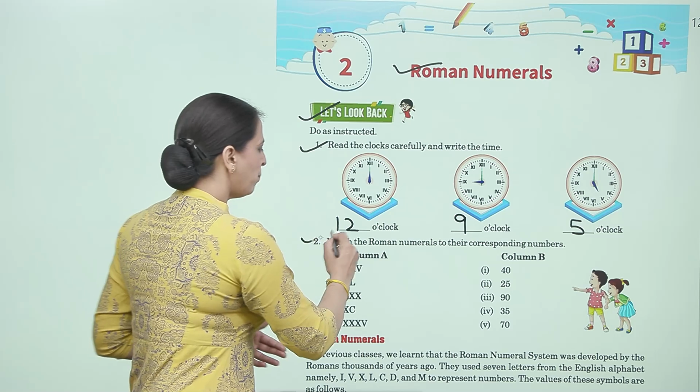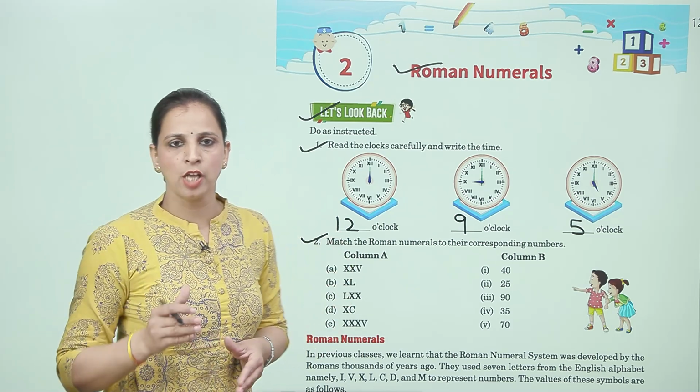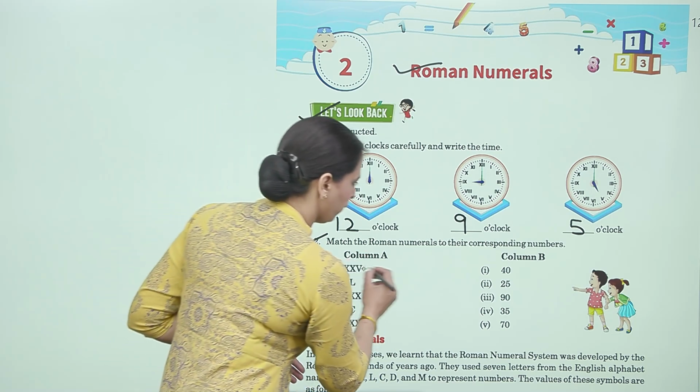Now, second, match the Roman numerals to their corresponding numbers. Now, column A and column B. A is XXV, that is 25.